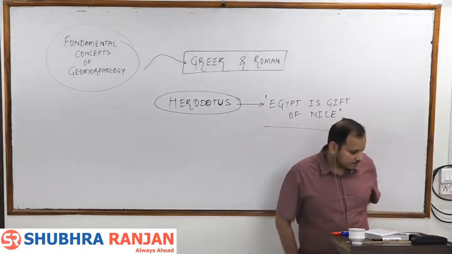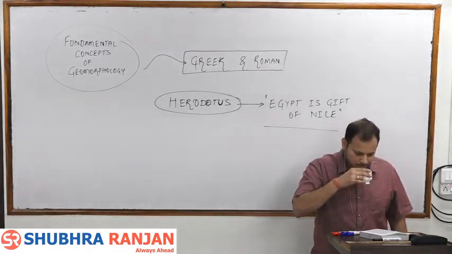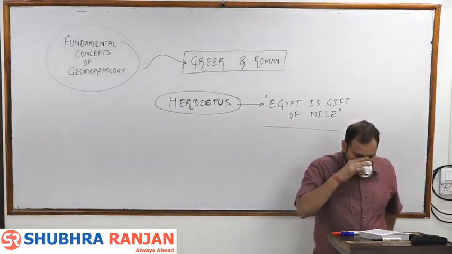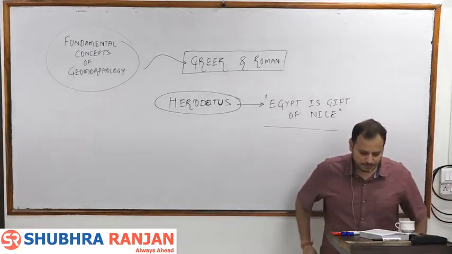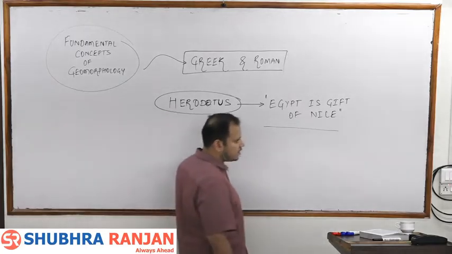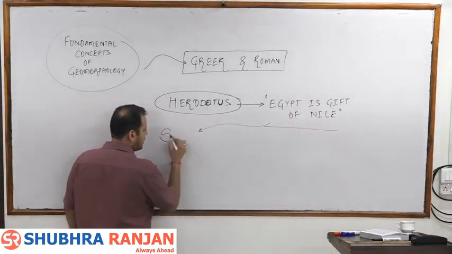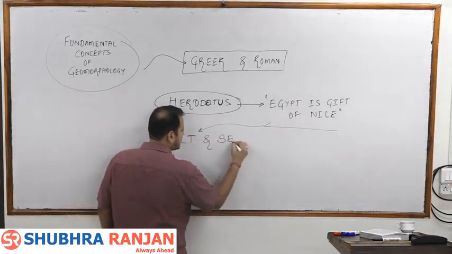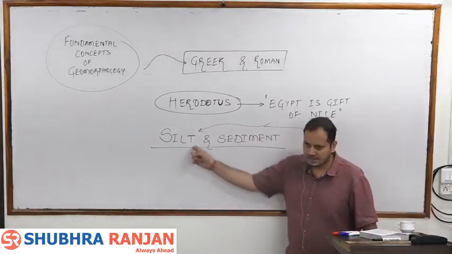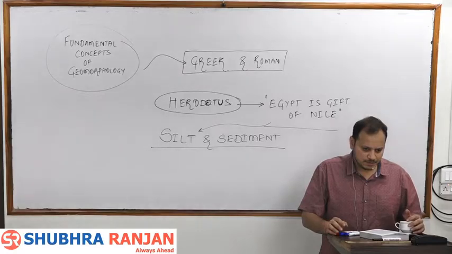So, thus he could attribute the erosion of river Nile, in the initial stage, which resulted in deposition of silt and sediments in Egypt.